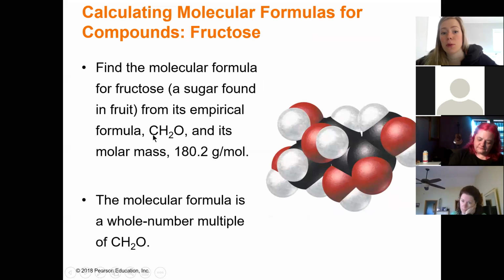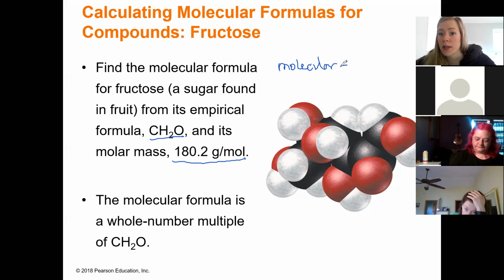So let's say that we have this formula, CH2O. You know that this is an empirical formula because it's the lowest ratio. It says that the molar mass of the actual molecule, though, in real space is 180.2 grams per mole. We want to know what is the molecular formula, and this is for fructose. So remember, molecular formula is going to equal whatever your empirical is. So here's our empirical formula, CH2O, times that N value. We need to find N, all right?